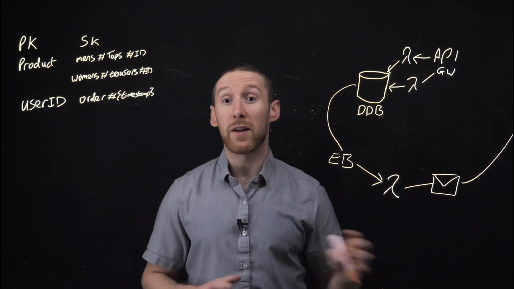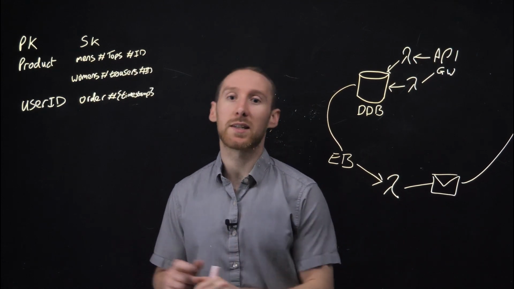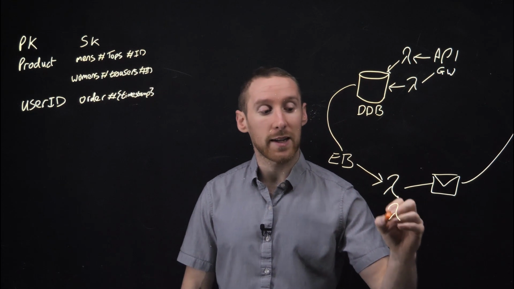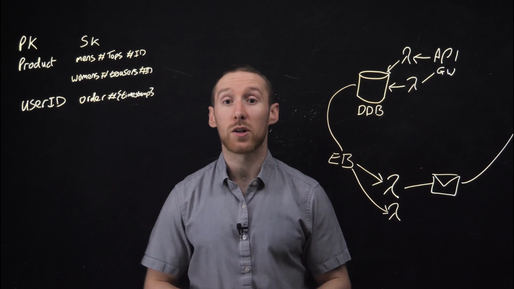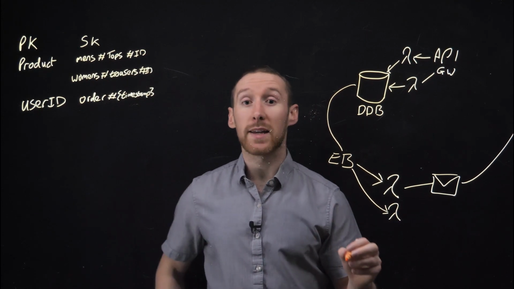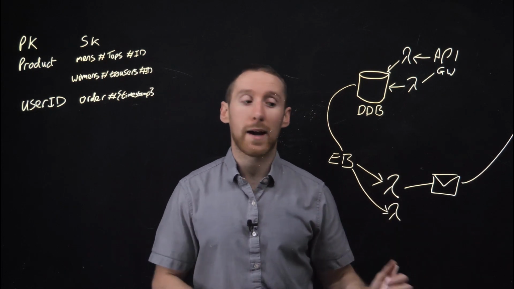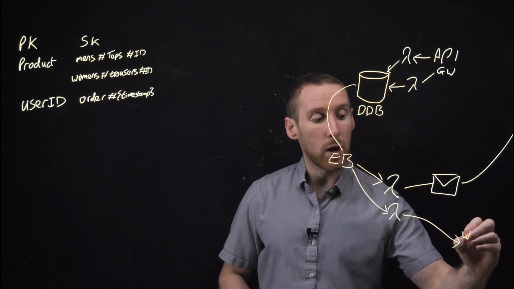The good thing about EventBridge is you can actually have multiple different lambdas listening to the same topic. So as well as that, we're also going to have a second lambda, which is also listening to the order creation, and that is going to create a pick list in the system in the warehouse. So that's going to send some data to the warehouse.